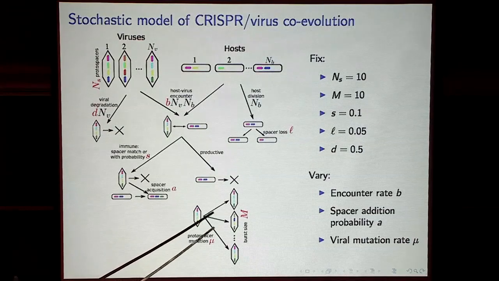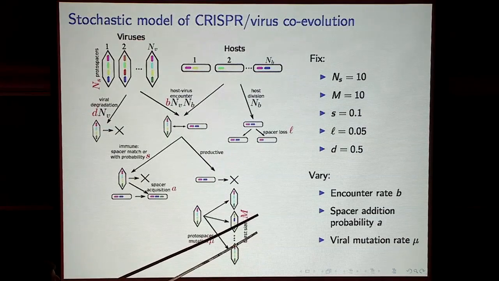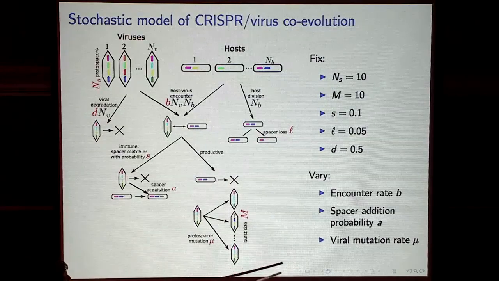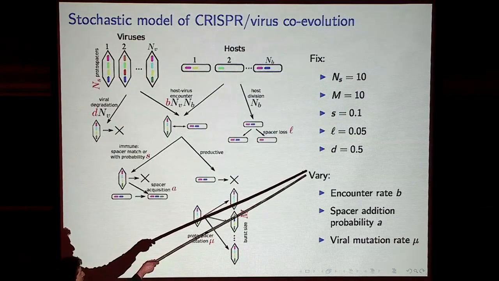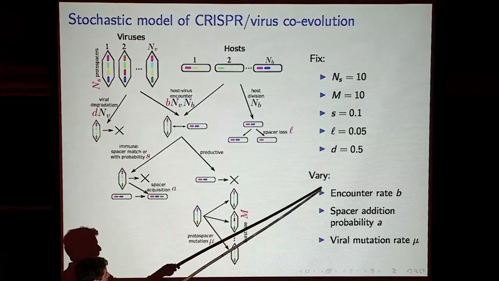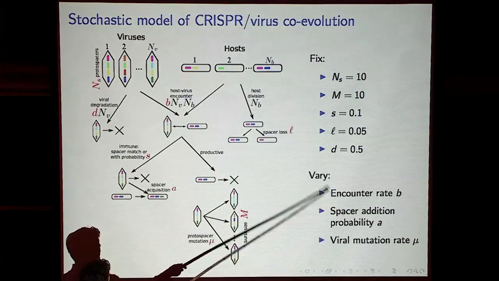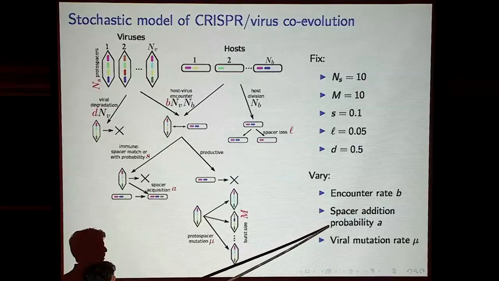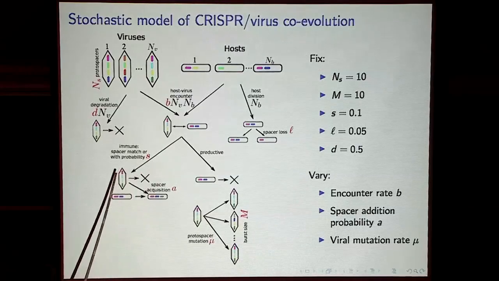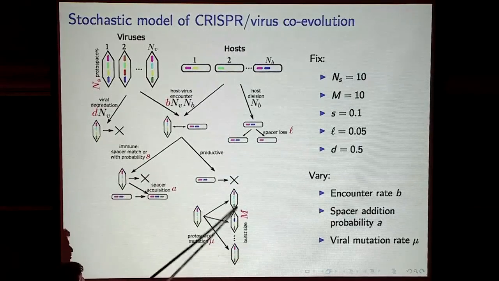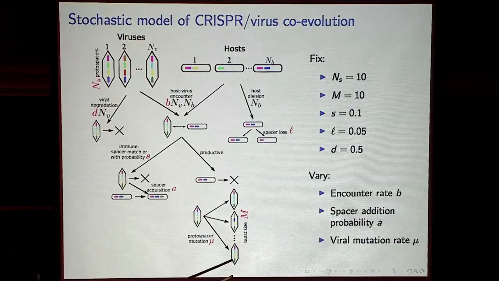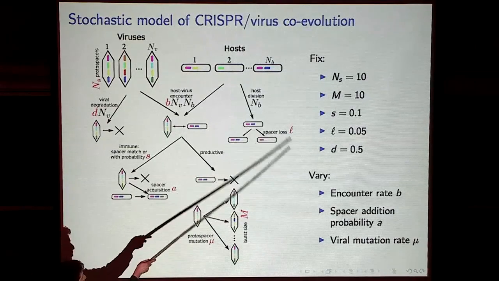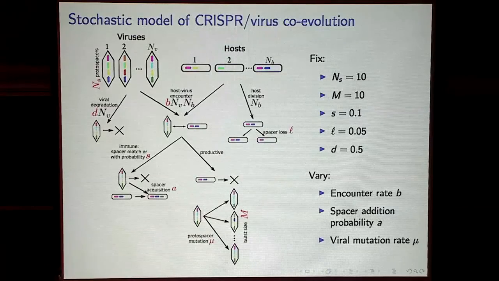to keep track of. So at least we need, in the end, to figure out what varying all the parameters does. But in this talk, I will fix these five at reasonable values, and vary only the encounter rate, B, the probability of spacer addition when there's an immune encounter, and the mutation rate, which allows viruses to escape immunity. And the preliminary data is that varying these parameters does not change things qualitatively, only quantitatively.